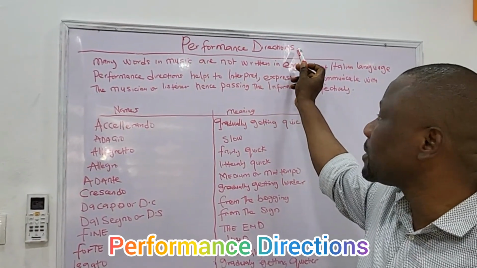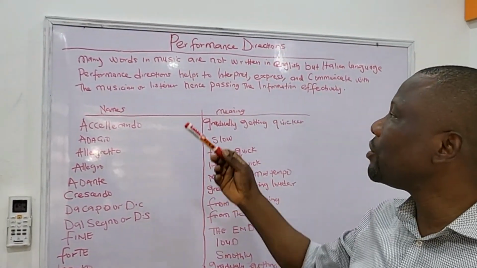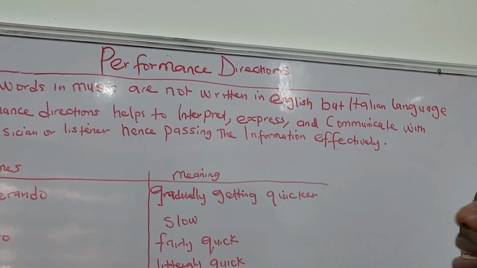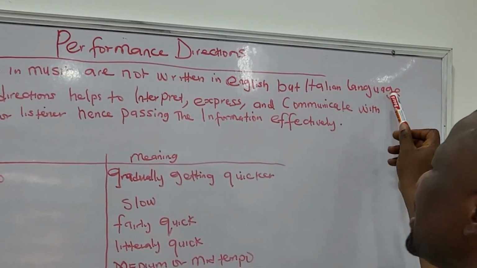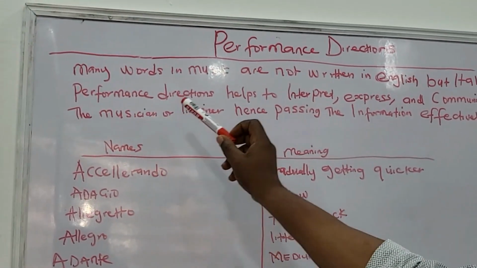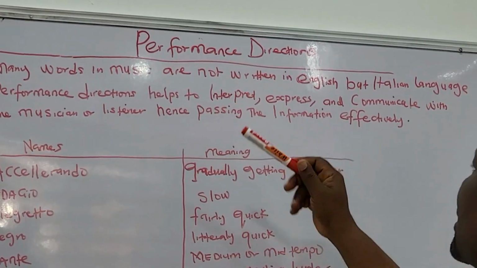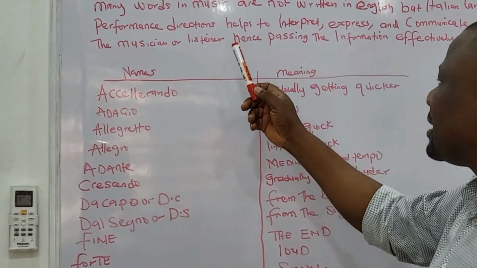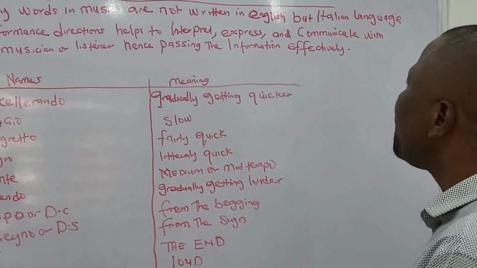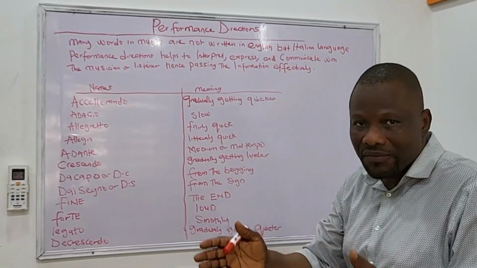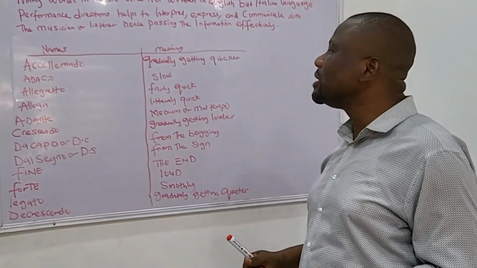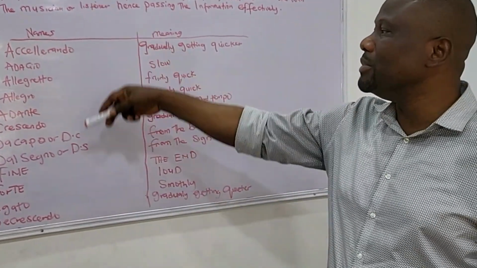Our musical tip today, we're going to be talking about a topic called performance directions in music. Like I wrote here on the board, many words in music are not written in English, but they are written in Italian. So performance direction helps to interpret, express, and communicate with the musician or listener, hence passing the information to them very effectively. So we're going to be going into these names in music.